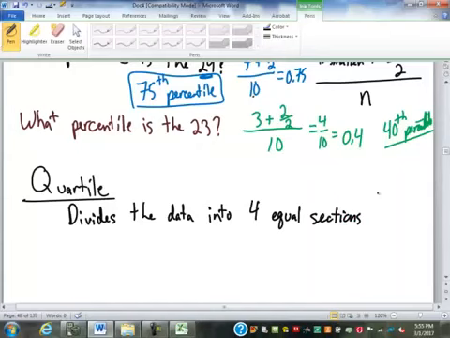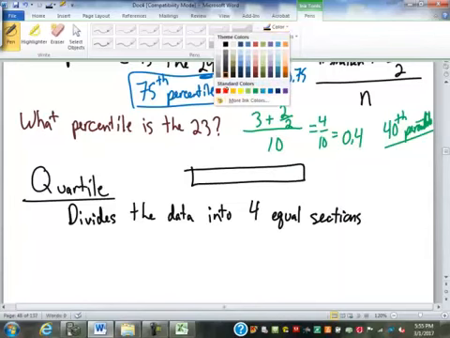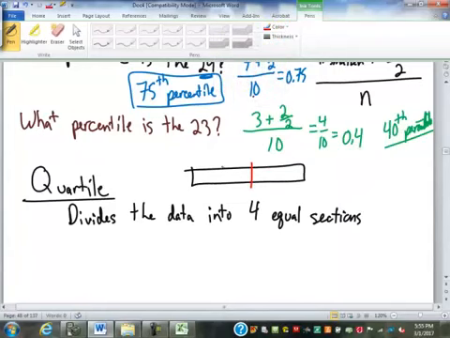Now, it sometimes confuses people. If quartiles is 4, shouldn't there be 4 quartiles? No. If I have a piece of string and I need to cut it into 4 pieces, how many cuts do I need to make? 3 cuts. So it only takes 3 quartiles to divide the data into 4 equal pieces. There's the first quartile, there's the second quartile, which I'll label Q2, and the third quartile, labeled Q3.